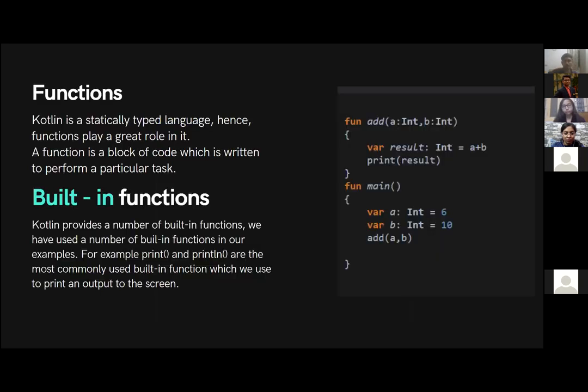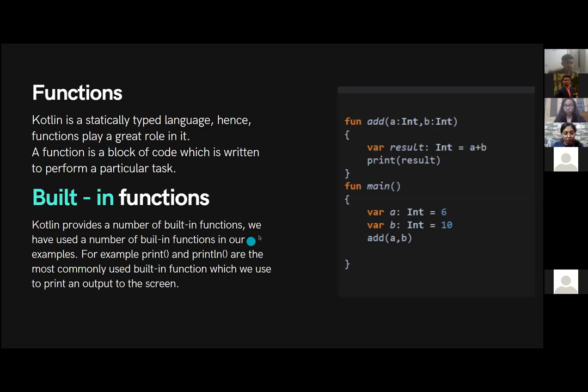So yeah, functions. As I said earlier, Kotlin supports both functional programming and object-oriented programming. So functions play a major role in Kotlin. In Kotlin, as in other programming languages, we have two kinds of functions: built-in functions and user-defined functions. Some of the famous built-in functions that we use a lot, like the print statement and other statements, are pre-baked into the Kotlin library.